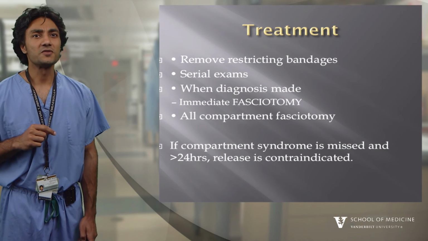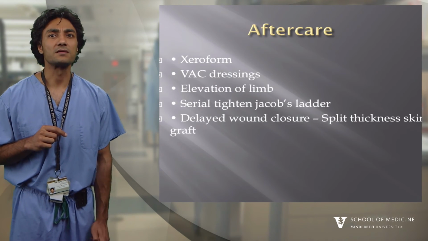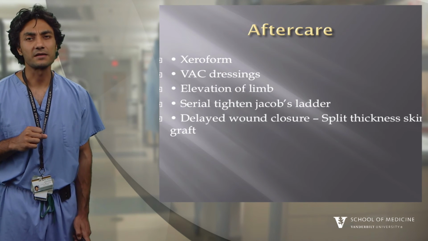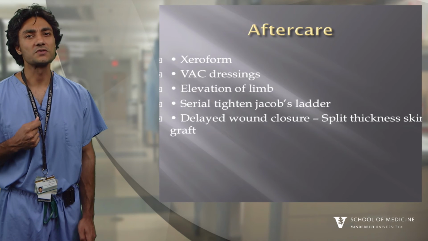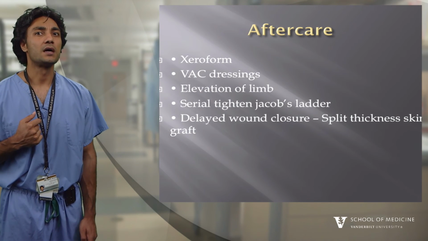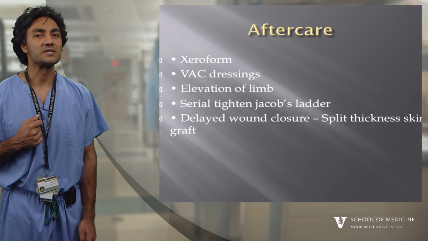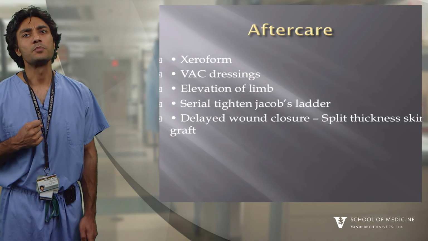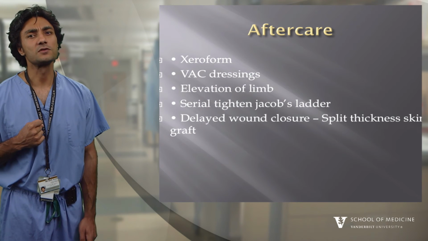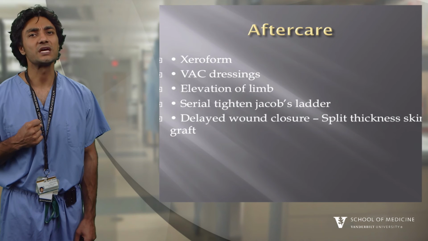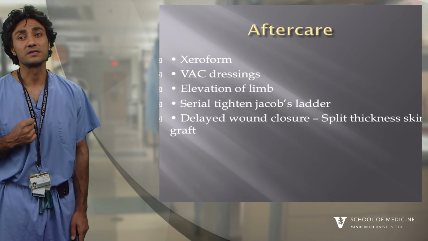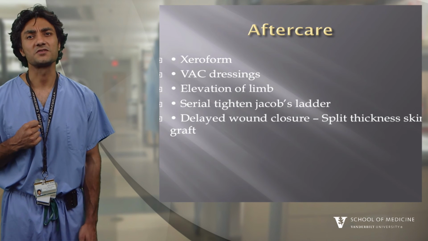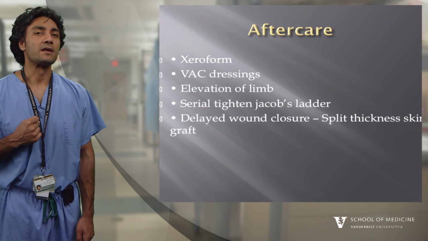When you take them to the OR and you do the fasciotomy, I want to talk about aftercare for a second. You dress the muscle with a non-adherent gauze. You can put wound vacs on top, elevate the limb thereafter to decrease the edema, and then you can use vessel loops to make a Jacob's ladder in and around the wound vac sponge, which will then help with the subsequent closure of the soft tissue envelope. And then bring them back.